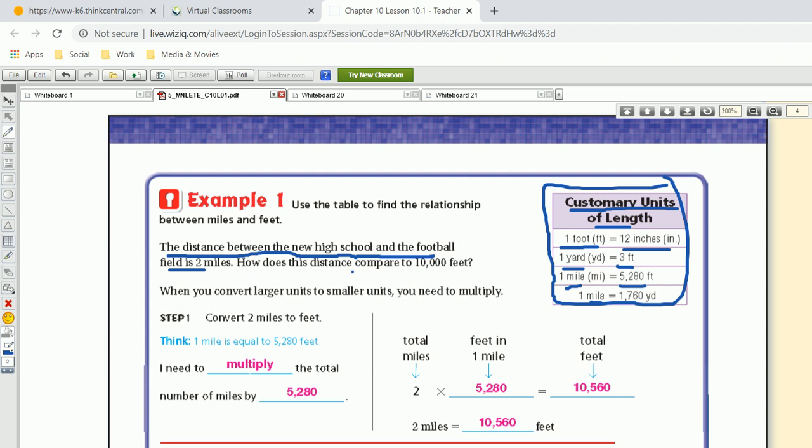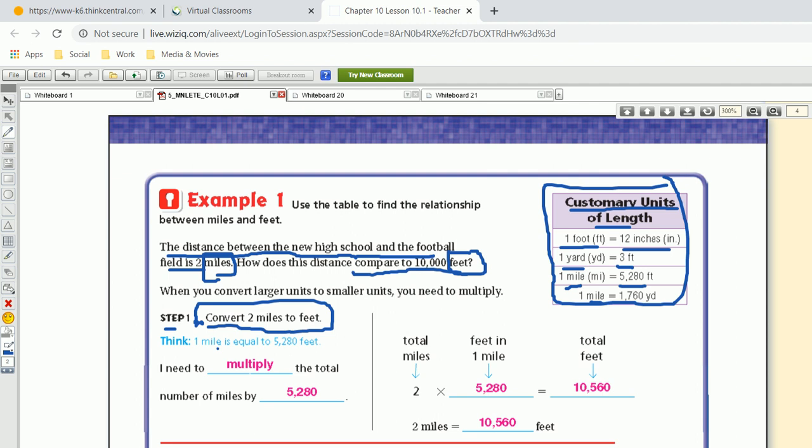Now the distance between the new high school and the football field is 2 miles. How does this distance compare to 10,000 feet? So we want here to compare between two different units. We have here feet and we have here mile. So we want to convert one of them to be like the other one. Step 1, convert 2 miles to feet. Usually we convert the big unit to the small unit.